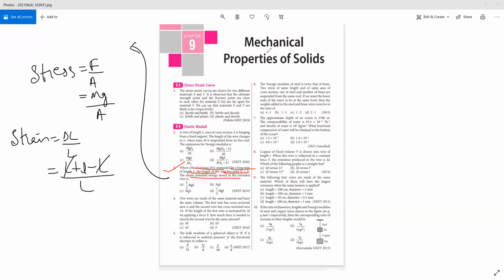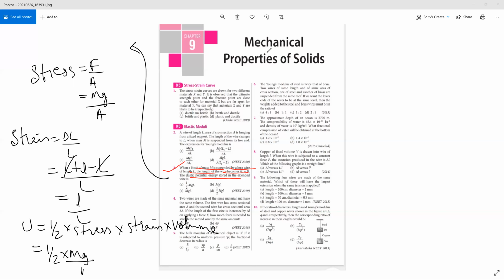Capital L plus l minus L gets cancelled. So we are getting l by L. So energy stored U is equal to half stress into strain into volume is the formula. So substitute the mathematical formula. Stress is equal to mg divided by A, strain is equal to l by L, into volume which is area into length. After simplification, we are getting half mg into l. So for the third one, this one is the right answer.